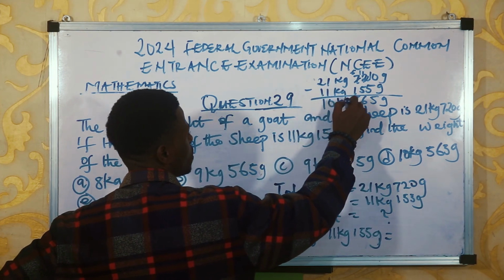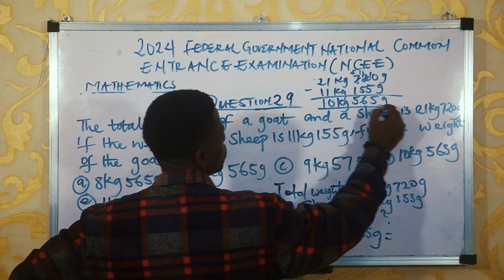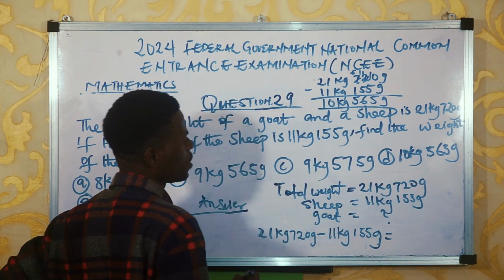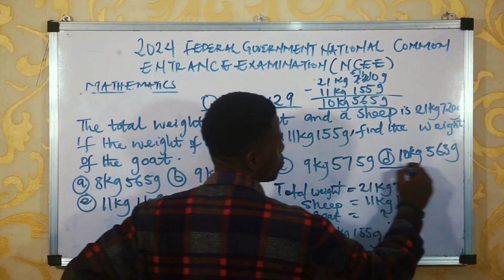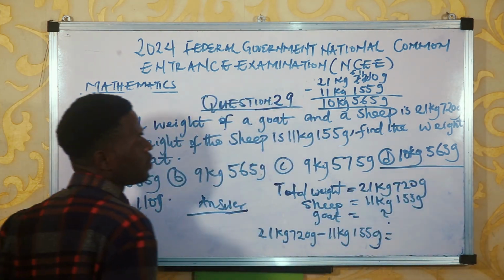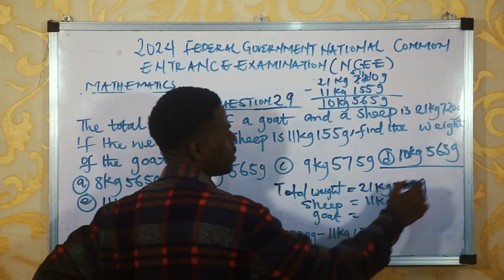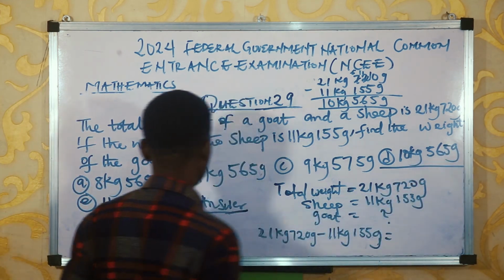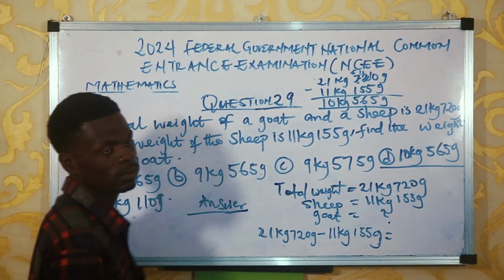So we have our answer here is 10 kilogram, 565 grams. So the option here is option D, which is 10 kilogram, 565 grams. That's the final answer. Thank you very much.